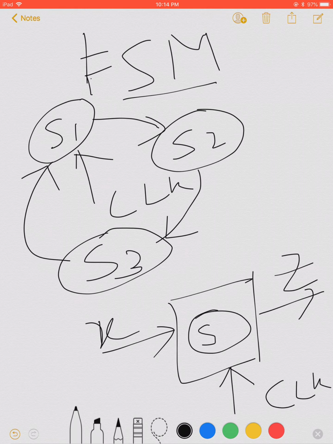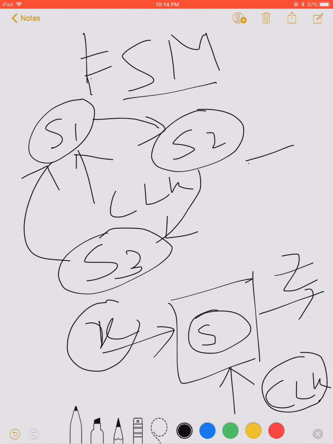Okay, and so it will be triggered by the clock, which means its state will change from S1 to S2 or S2 to S3. It will be determined not only by input X but also by the clock, right? You know this already from flip flops.